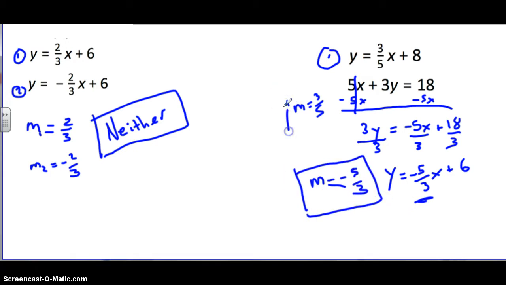Slope 1, and this is my second slope, slope 2. I look at them. Well, let's see. They're not the same. But are they reciprocal inverses, meaning, is it flipped over with a negative? 3/5, -5/3? Sure is. So these are perpendicular.